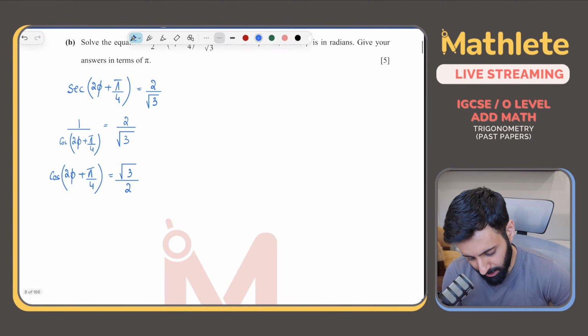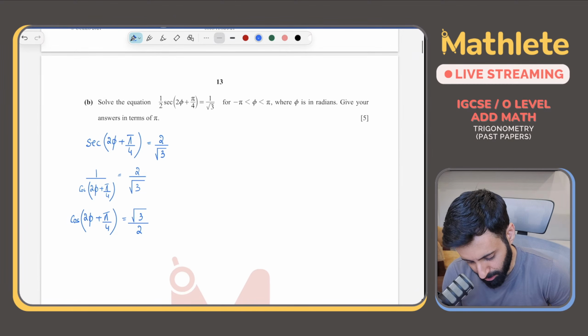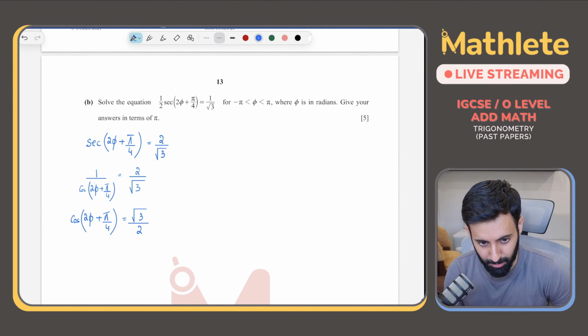Anyway, so let's alter the range now. How will I alter the range? We'll multiply all sides by 2 and add pi upon 4.